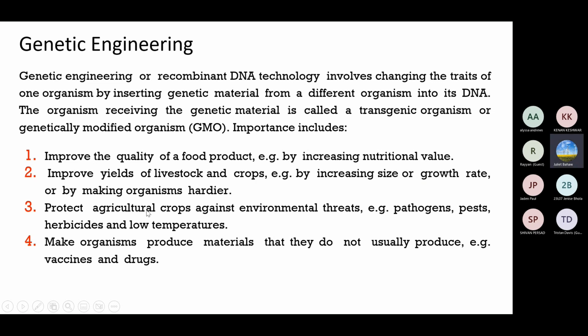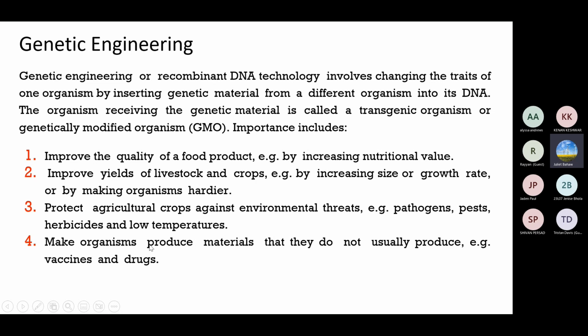Also, it protects agricultural crops against environmental threats. So if you have tomatoes growing, you don't want any pests or anything feeding on the tomatoes, you will genetically modify it in such a way that it's not edible to plant organisms like pathogens or pests. Or if you're spraying herbicides, it wouldn't be affected by the chemicals. All right. Then the other importance is to make organisms produce materials that they don't usually produce. So that is how we were able to make vaccines and also make drugs.